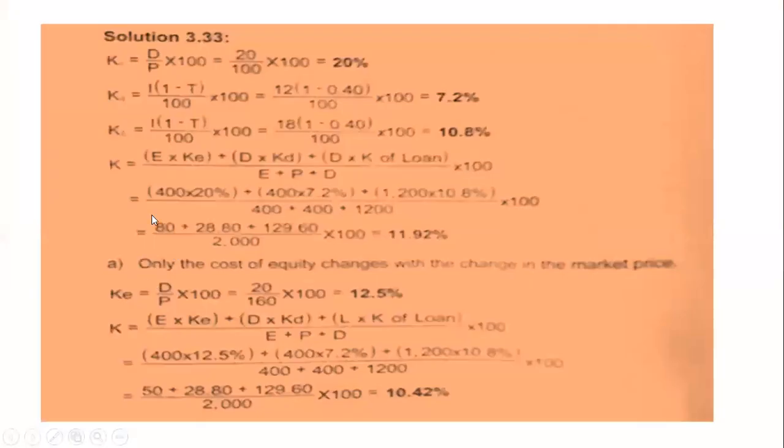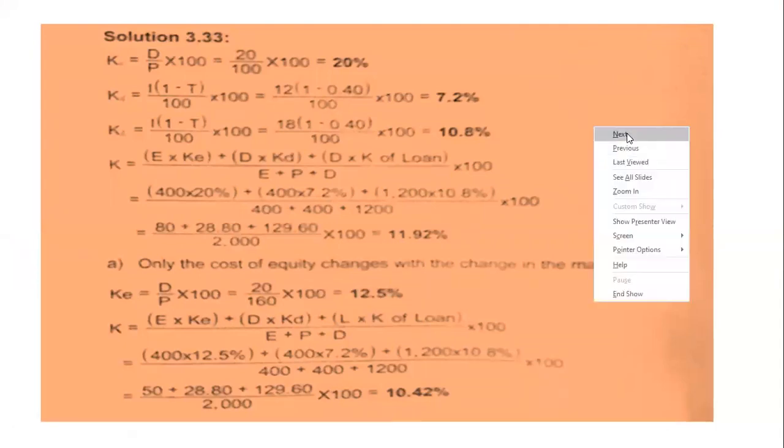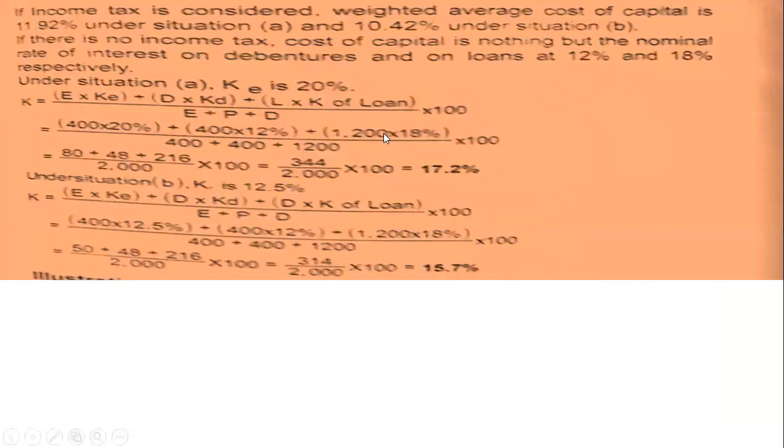See here, under situation B, the cost of equity was changed, right? So 12.5%. Under that, we are testing the effect of absence of tax on cost of debt and cost of loan on the weighted average cost of capital. So here the cost of equity will change to 12.5%, and other things will remain the same as previous year. So 50 plus 48 plus 216 divided by 200 into 100, we'll get 15.7%. So this is the answer for this problem.